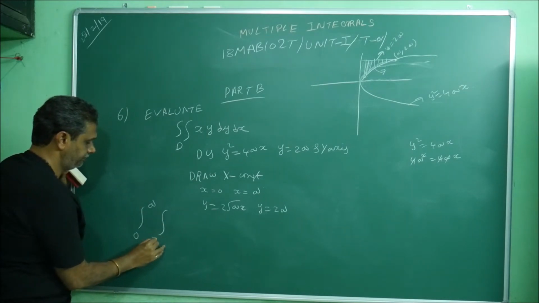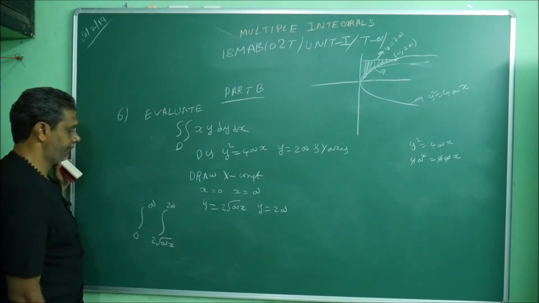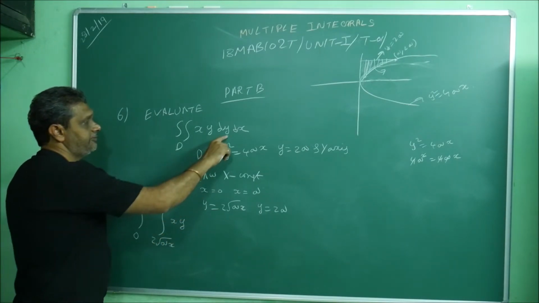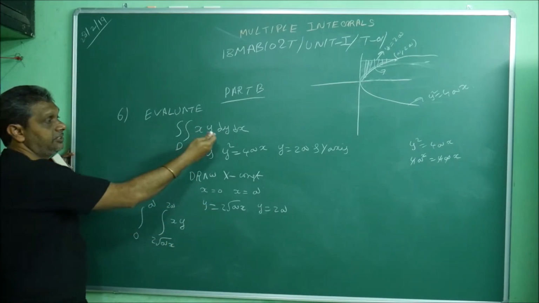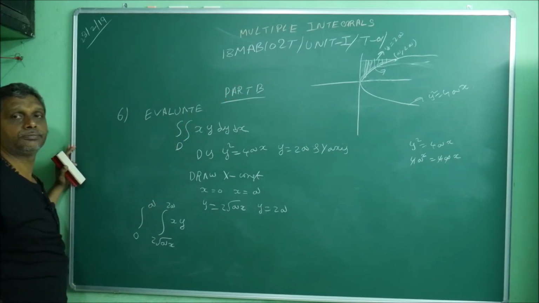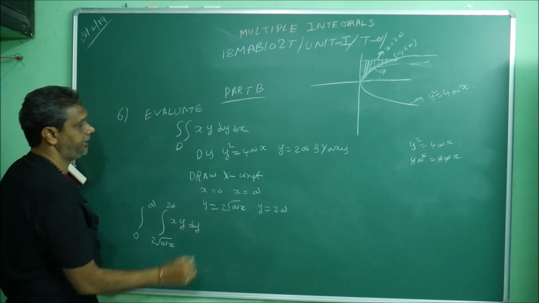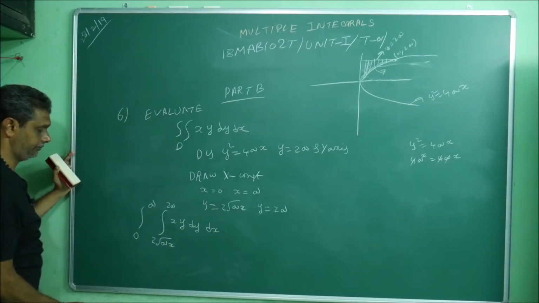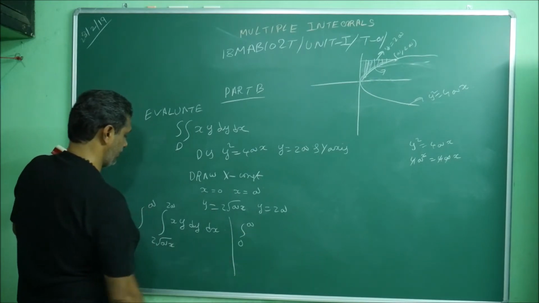0 to a, 2 root ax to 2a. This is in terms of x, means you are familiar with y only. Suppose if they give dx dy, don't worry, after fixing the limits you can change. Because of this dy dx I am not drawing x constant. I can draw y constant, I can do the problem. First with respect to y, then x. Now start attack. This is what I will get, 0 to a.